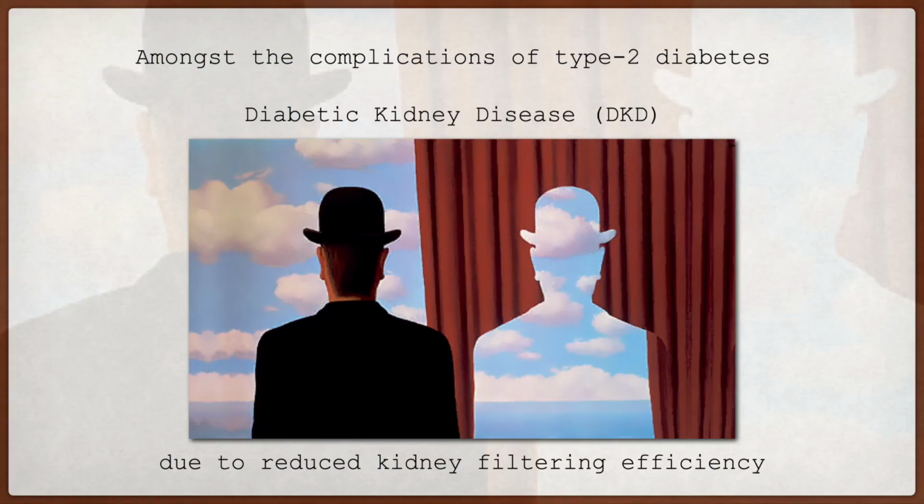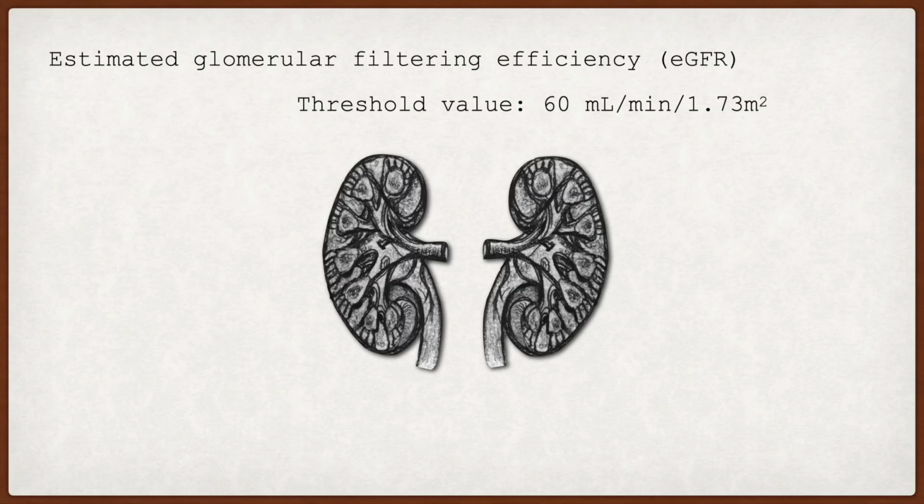Among the complications of type 2 diabetes, there is diabetic kidney disease, in short DKD. This is a very serious illness characterized by the reduction of kidney filtering efficiency. Values of kidney efficiency are mainly measured by eGFR, where E stands for estimated out of different variables, and glomerular refers to the glomeruli, these small sections inside human kidneys.